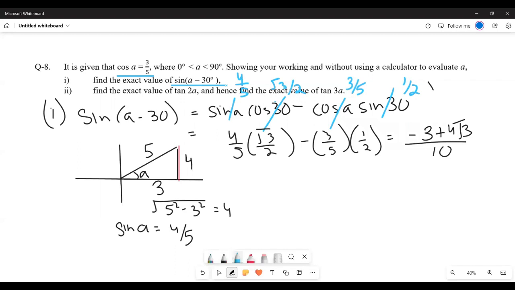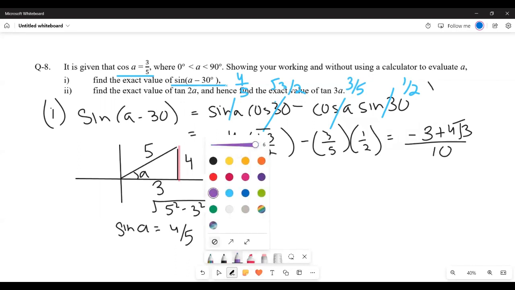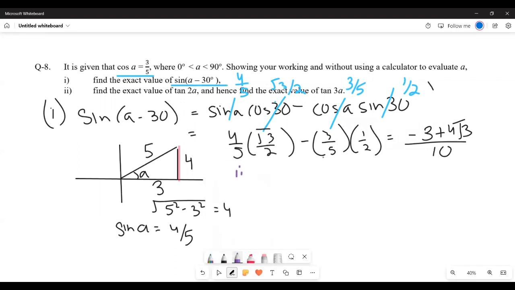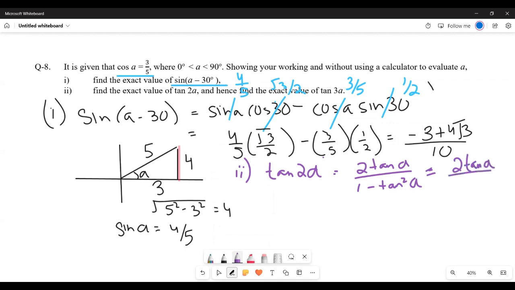Part 2. Find the exact value of tan 2 alpha. So tan 2 alpha is equal to 2 tan alpha upon 1 minus tan square alpha. And tan square just means tan A whole square. So 2 tan A upon 1 minus tan A whole square.